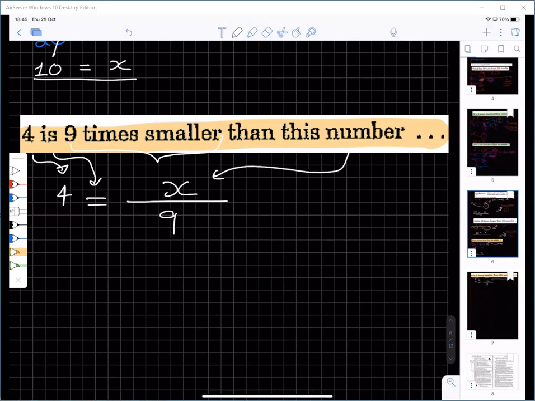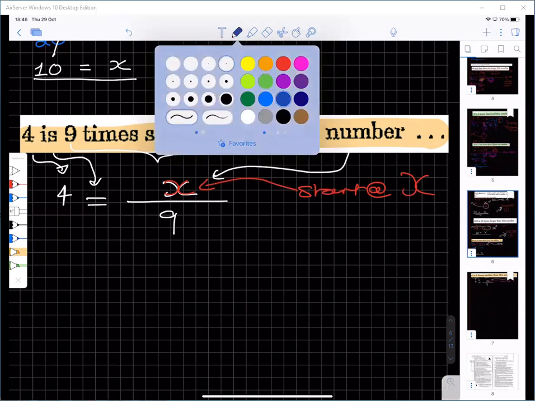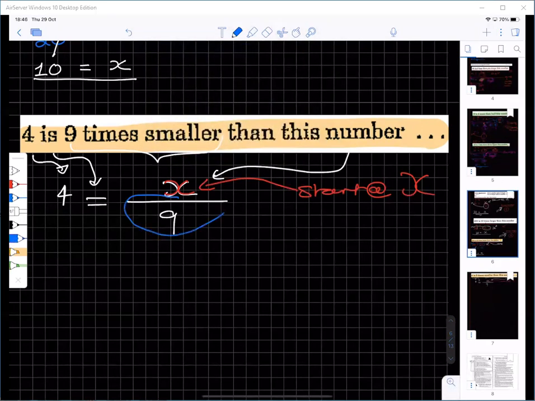Beautiful, lovely. 4 is 9 times smaller. To make a number 9 times smaller, you divide it by 9. So where do we start the question? How do we work out the value of X? We start at X first, and then we have to identify the actions. So what are the actions? Divide by 9. Opposite of divide by 9 is? Times by 9. And what's 4 times by 9? 4 times by 9 is 36. And that's X.